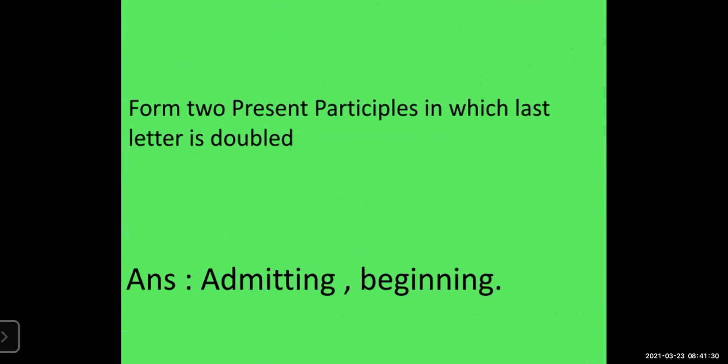Form two present participles in which the last letter is doubled. Like this, the activity will be given to you in your question paper. See, I have written here: admitting, beginning. Admit is the verb, and here the last letter is doubled. Double T: admitting, admit double T ing.